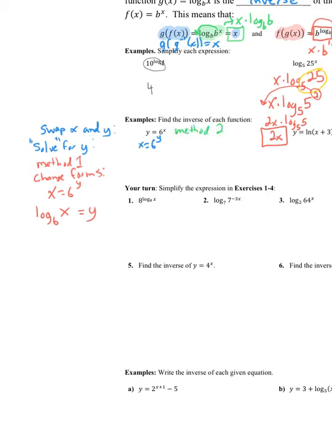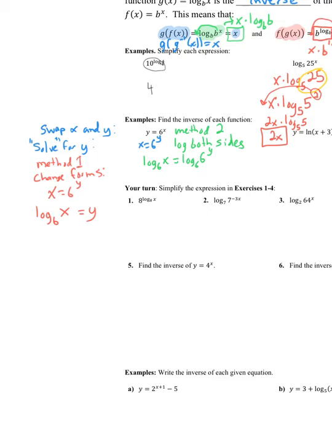Method 2, we're going to say let's log both sides, just like we did when we were solving last time. If I log both sides, in this case I'm going to choose log base 6 specifically. Log base 6 of x equals log base 6 of 6 to the y power.